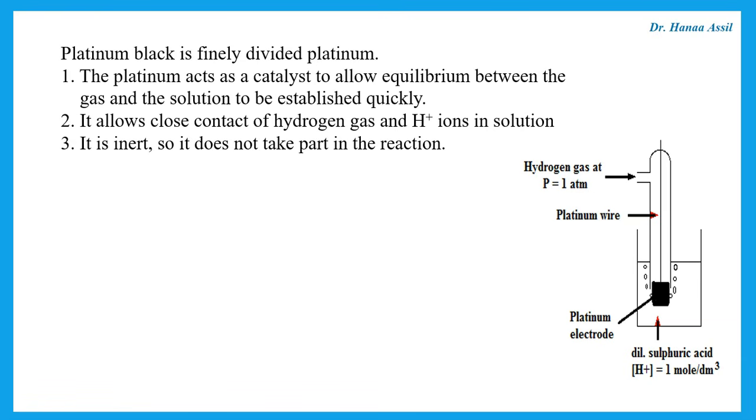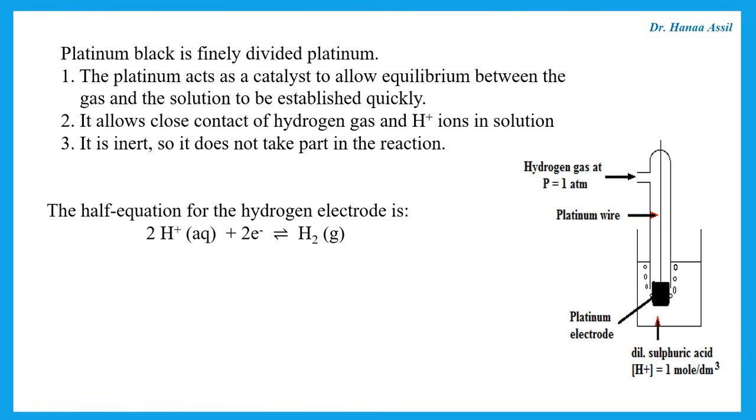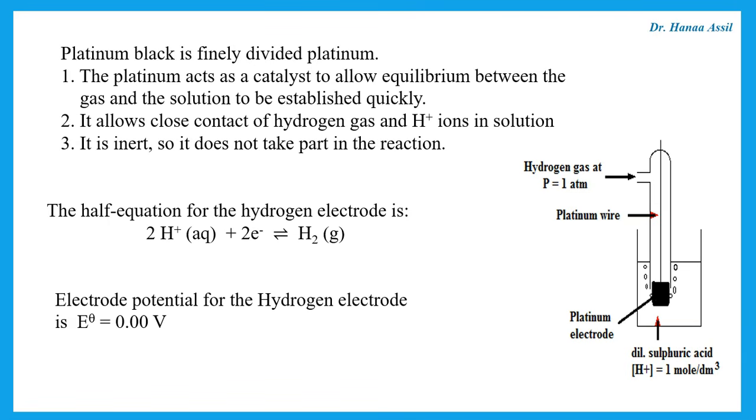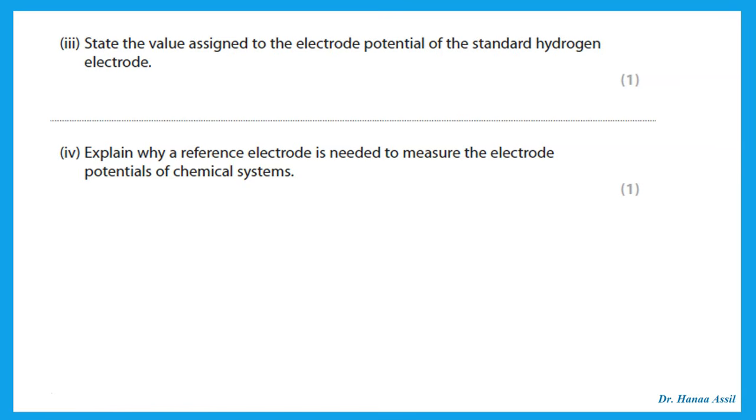It allows equilibrium between the gas and the solution to be established quickly. It allows close contact of the hydrogen gas with the H+ ions in solution. And of course, we use platinum because it is inert. It does not take part in the reaction. So we need to know all of this. Now, the half equation is 2H+ plus 2 electrons forming hydrogen gas, and the standard hydrogen electrode is given a standard electrode potential of 0 volts.